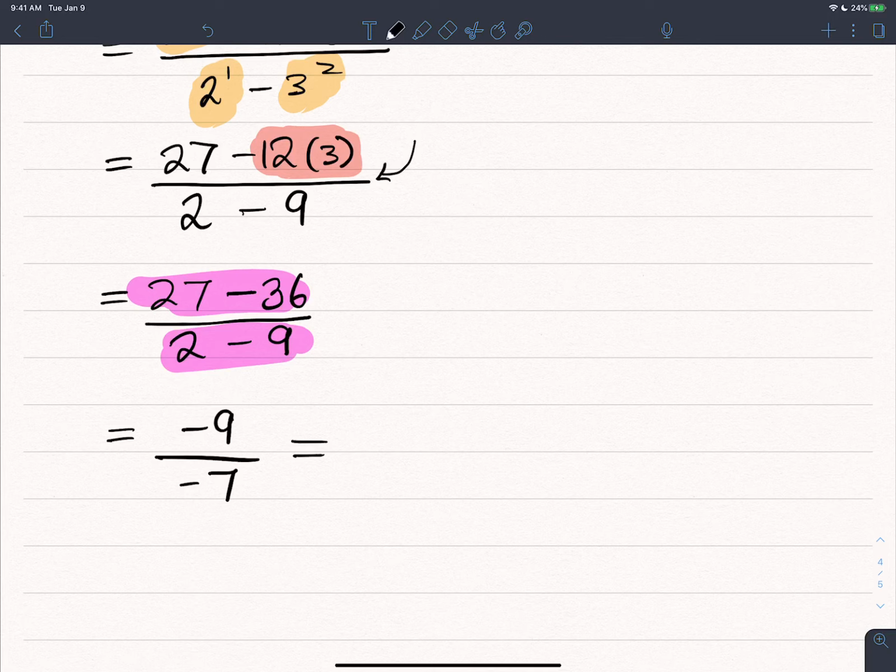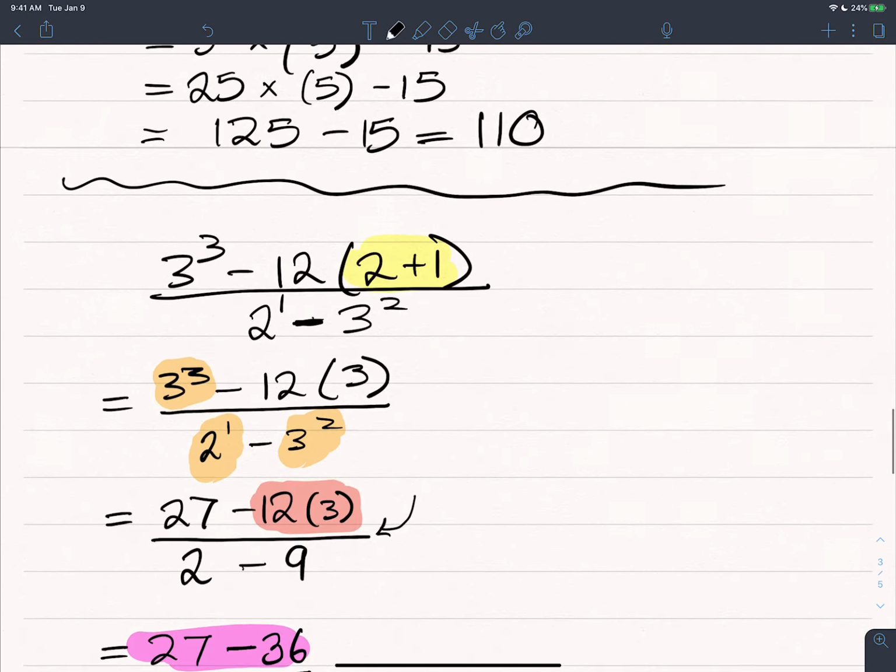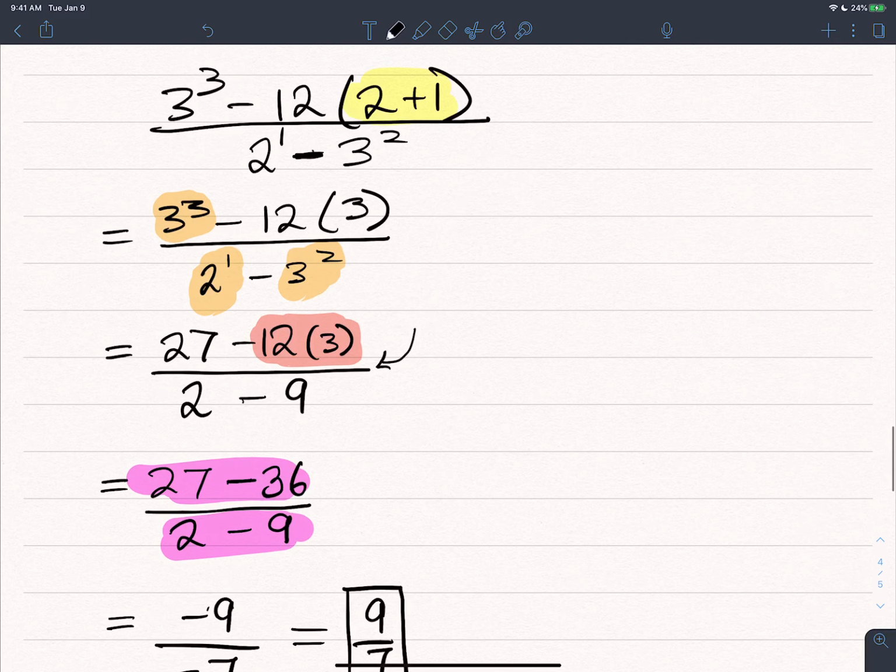The only thing is we have a negative divided by a negative. Anytime we divide or multiply two negative numbers, we get a positive number. The negatives cancel each other out, and we get 9 over 7 as our answer. So you can see, when we break it down like this, it looked like a lot in the beginning, but it's actually not all that bad.